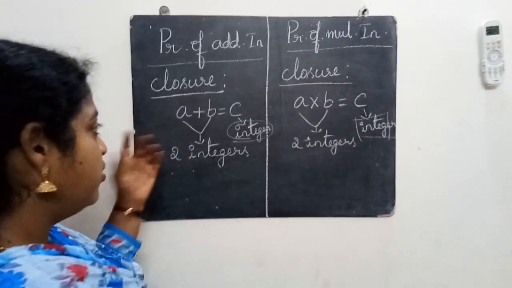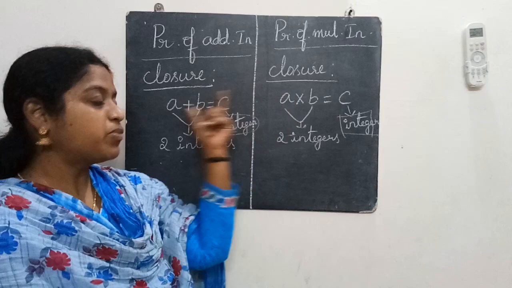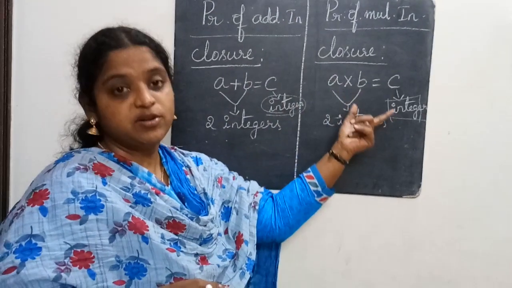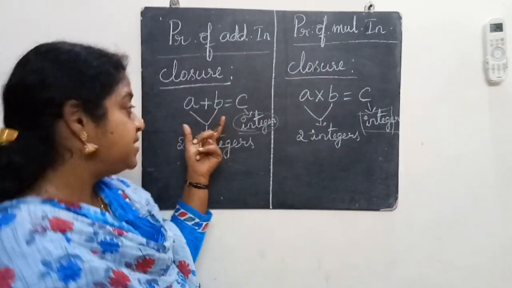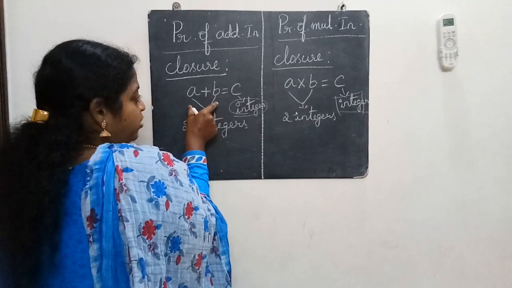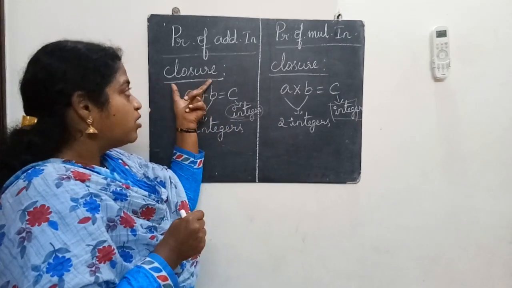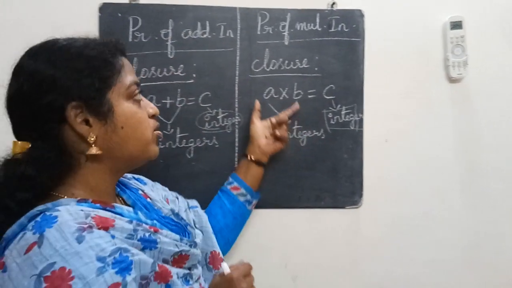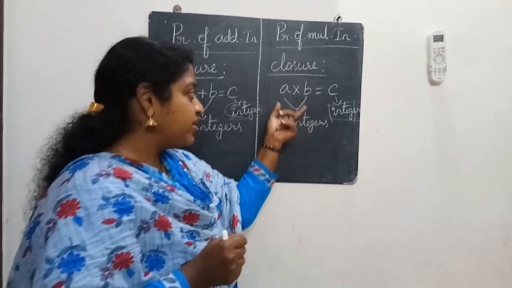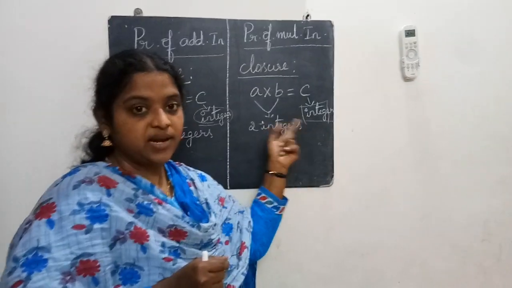So it's very easy to remember. Just see this closure property. A plus B is equal to C. Closure property in addition is A plus B is equal to C. Closure property in multiplication is A into B is equal to C. So here A and B represent two integers. So when you add two integers, the result will be again an integer. Okay, so this is closure property under addition. Here it is closure property under multiplication. That is A and B are two integers, and when you multiply these two integers, again the product will be another integer. Understood? Clear?